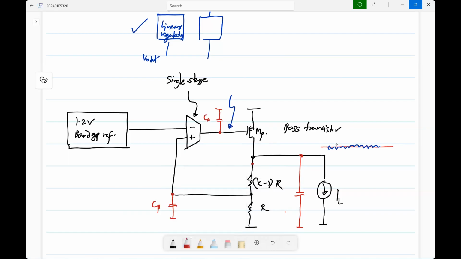Let me call this CGP and this as CL. If you break the loop and evaluate the loop gain, what is the pole associated with this node? Not the closed loop pole, but what will it be? By now, I think you should be able to tell, right? What will be the pole?